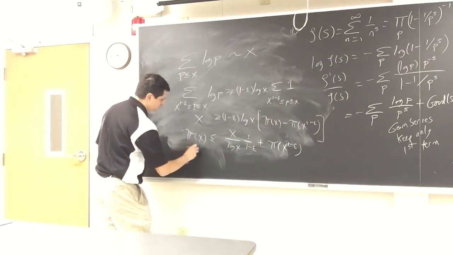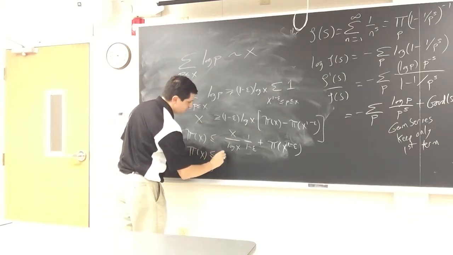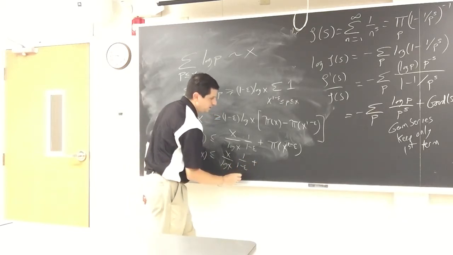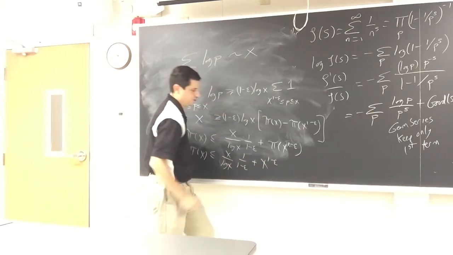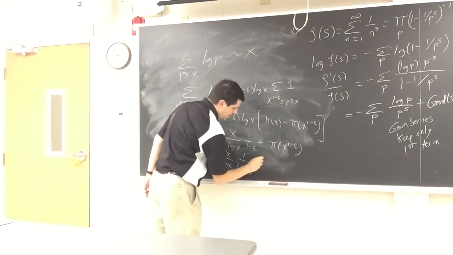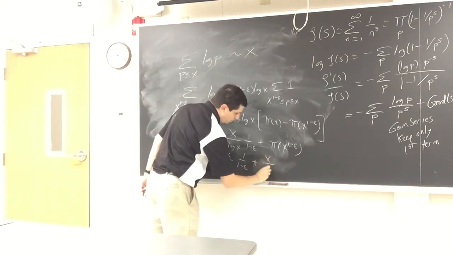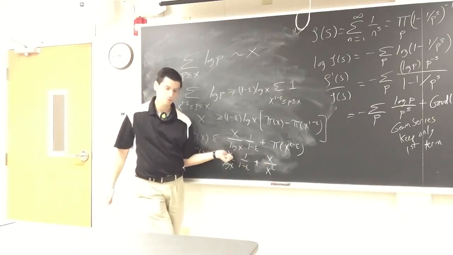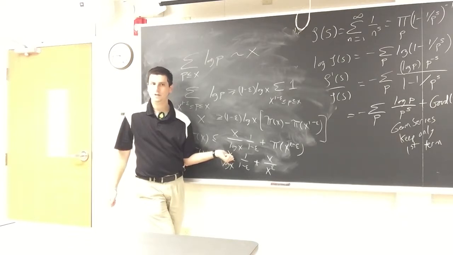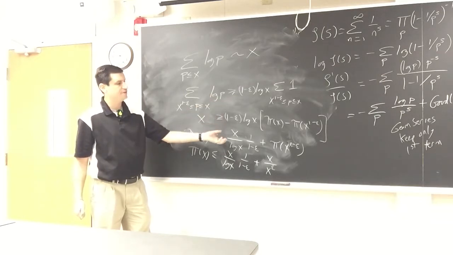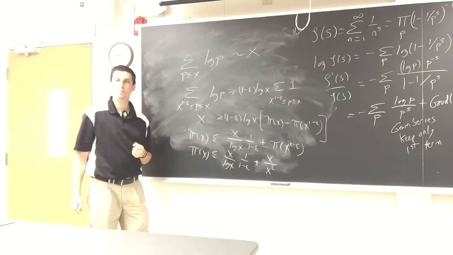So this will give us pi of x is less than or equal to x over log x times 1 over 1 minus epsilon, plus x to the 1 minus epsilon. Well, x to the 1 minus epsilon is the same as x over x to the epsilon. For any fixed epsilon, this is much, much smaller than x over log x. And so you can begin to see where you're getting the x over log x. This gave us an upper bound. Can we get a lower bound?